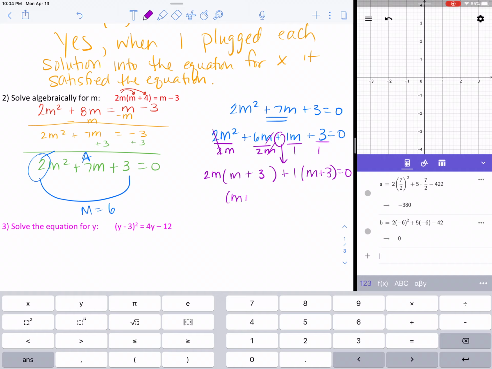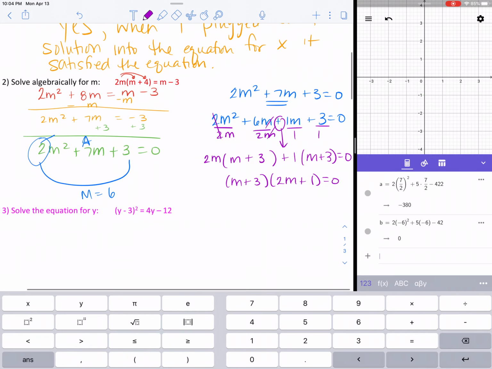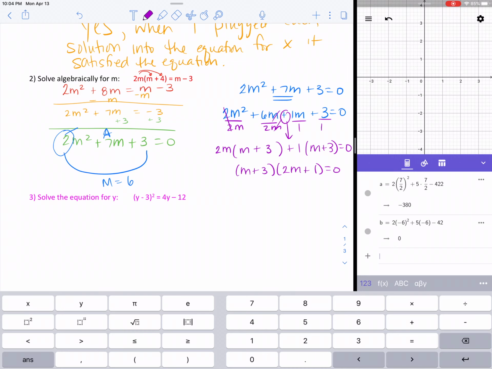So my m plus 3 will be my first factor, 2m plus 1 is my second factor, and then I still need to solve. So I'll tee it up, put the line down, set each factor equal to 0. First one has no coefficient, so I just subtract the 3 and get m equals negative 3. Second one, minus 1 from both sides, so 2m equals negative 1. Divide by 2 on both sides, I get m equals negative 1/2. So your solutions are negative 3 and negative 1/2. Those are your two solutions.